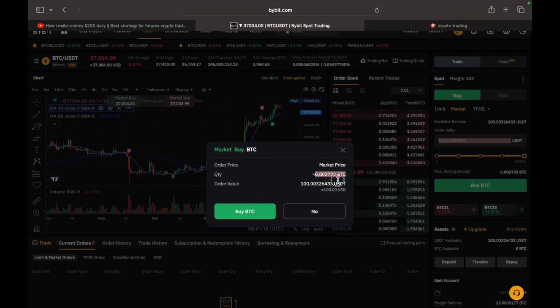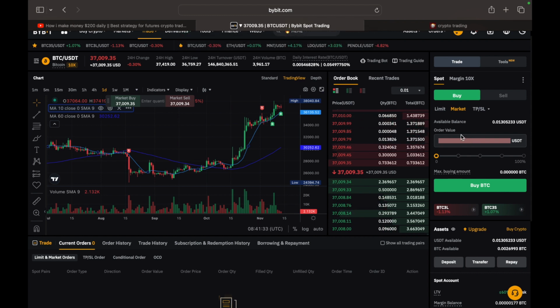So this is the quantity of Bitcoin that we're gonna get, 0.0027 or 2 worth of Bitcoin. And order value, we are spending $100. So if I click buy like this, you're gonna see that I'm gonna have Bitcoin on my wallet, and that $100 is gone. So I have bought Bitcoin using the $100 that I had on my wallet.